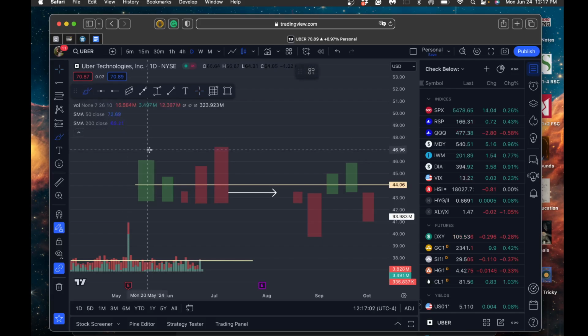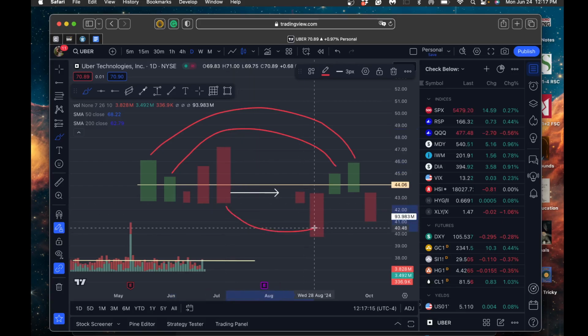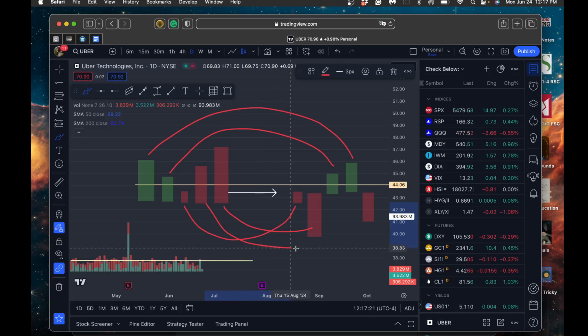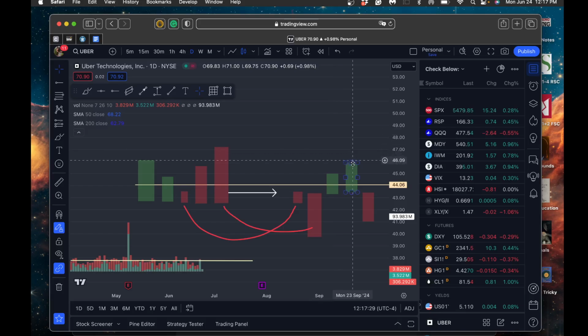So the larger green candle would correlate to the larger green volume. The smaller green volume would correlate to the smaller green candle. The largest red volume would correlate to the largest red candle. The smallest red volume would correlate to the smallest red candle. And the average red volume would correlate to the average red candle. So hopefully that makes sense. Just some quick matching of volume to candles.